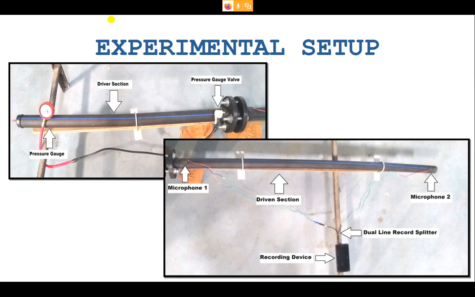On the other side you have this driven section or the low pressure side, wherein you have two microphones, and the two microphones are connected via wires, and you might find a dual line record splitter, which is a single 3.5 mm jack wire, which you can connect to a recording device like a mobile phone or a normal 2-channel sound recorder, and this has two inputs wherein you can take input from two microphones and connect it to this dual line recording splitter.